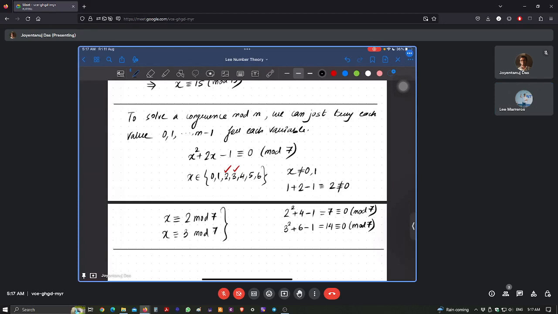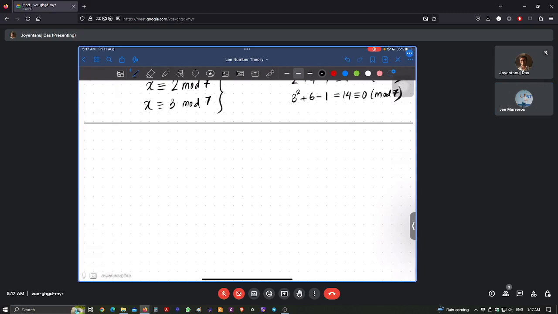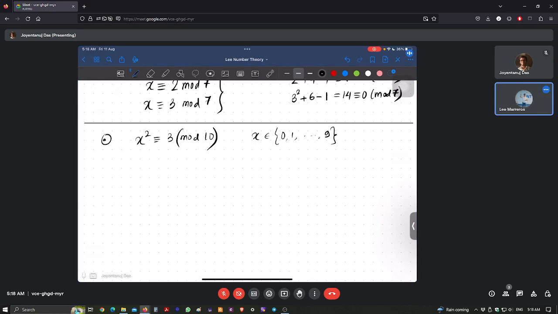So now let us try another one. If I take the congruence x square is congruent to 3 mod 10, let us see whether it is working or not. Same idea, try to put in values 0, 1 up to 9. So 0 will not work, 1 will not work. 2 square is 4, that will also not work. 3 square is 9, that will also not work.